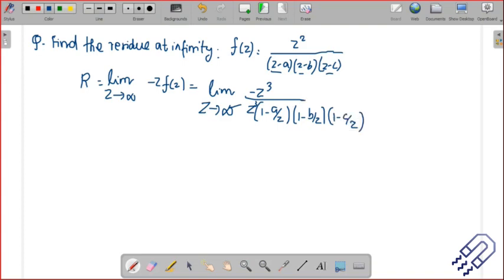Whenever I'm putting a limit as infinity, I have to get rid of that term which makes the entire limit infinity, which I don't want. So I've taken that z out, so this gets cancelled, and a by infinity is 0, b by infinity is 0, c by infinity is 0. So once I put the limit, I should get minus 1 divided by 1 into 1 into 1. So it is minus 1. That should be my answer.